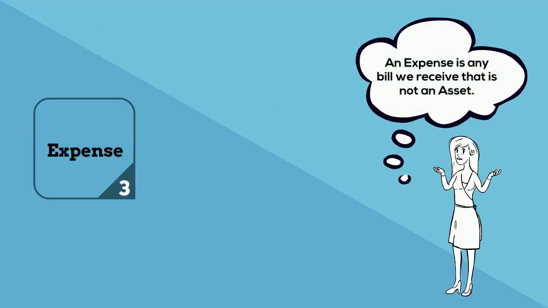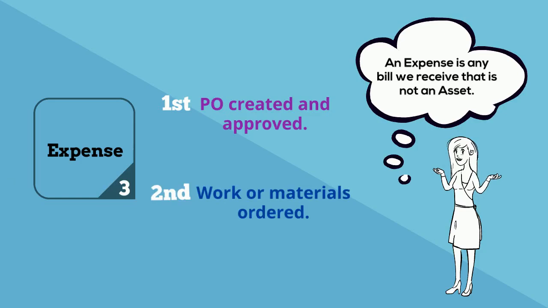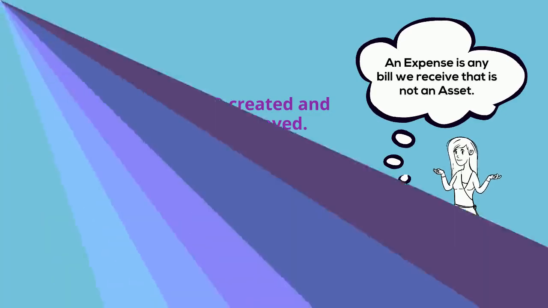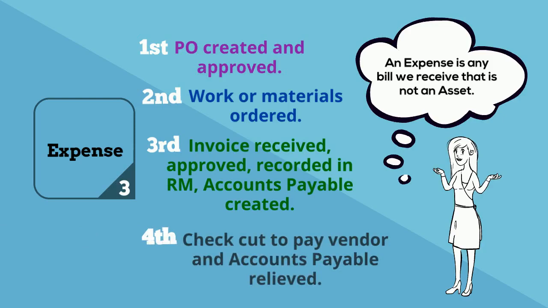An expense is any bill that we receive that is not an asset. The path of an expense is first, we enter a PO in Avid and it is approved. Second, we order the work to be completed or materials to be shipped. Third, we receive the invoice in Avid or receipt in Smart Data and it is approved. This triggers the expense to be recorded in RM, which then makes the expense show up on our financials. This also creates an accounts payable, which is a liability we need to pay. Fourth, we cut the check to pay the vendor and the accounts payable is relieved.